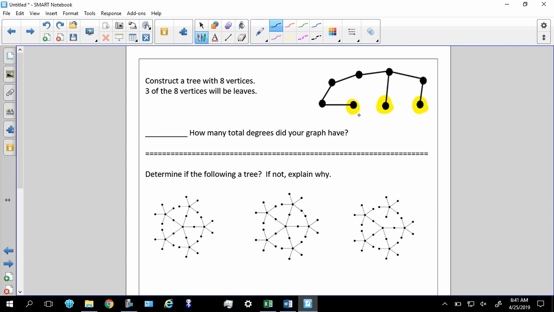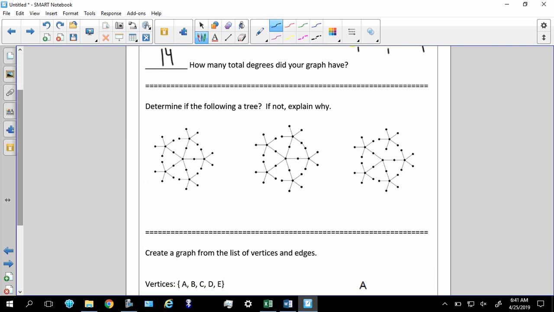How many total degrees are in this? Let's see. That has a degree of 1, that's a degree of 2, 2, 2, that is a degree of 3, that is a degree of 2, that is a degree of 1, that is a degree of 1. So the total is 14, and there are 7 edges. Yep, that works.